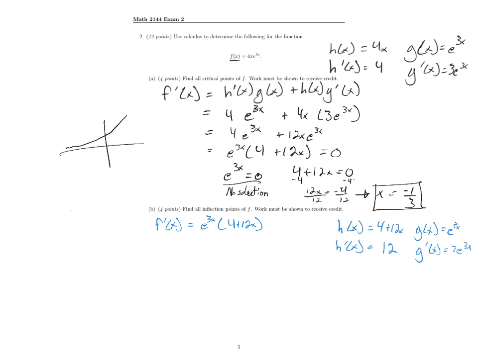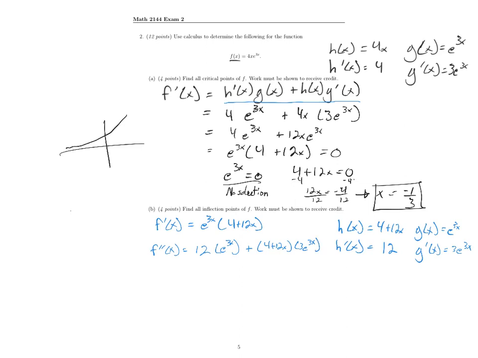So using the same formula we did above for product rule, we're going to plug stuff in, and we're going to get that f double prime of x, since it's the derivative of this, is going to be h prime of x, g of x plus h of x, g prime of x. So it's going to be 12 times e to the 3x plus h of x, so that'll be 4 plus 12x, times g prime of x, so 3e to the 3x.